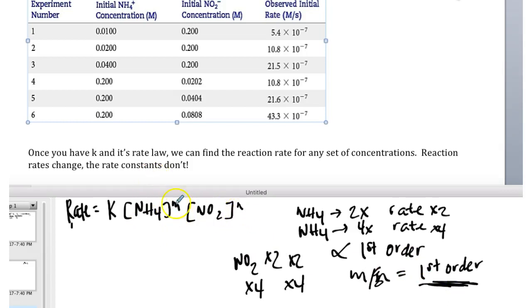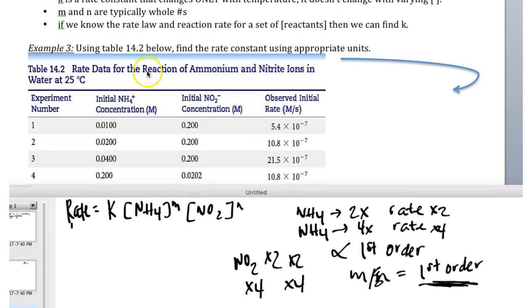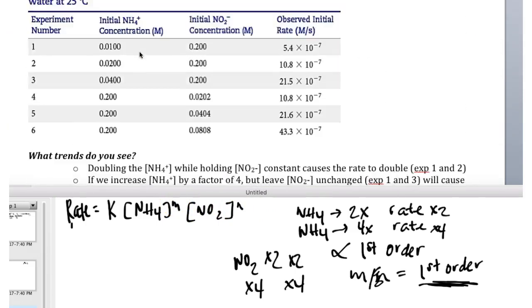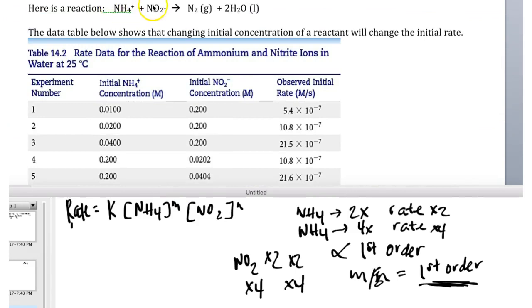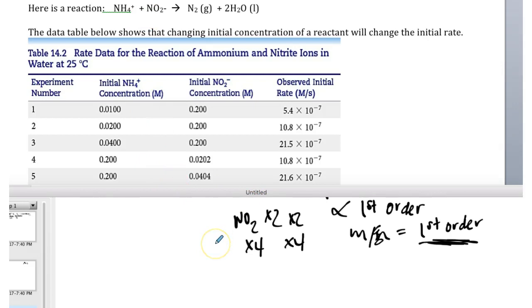So M and N are first power. First order means first power. Just because there's a 1 here and a 1 here doesn't make this 1 and 1. It's just a coincidence that occurred.